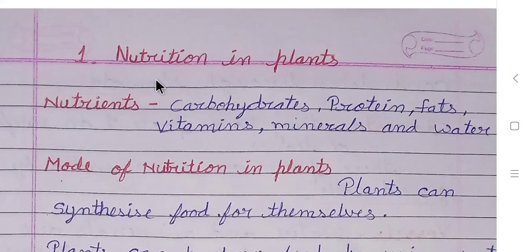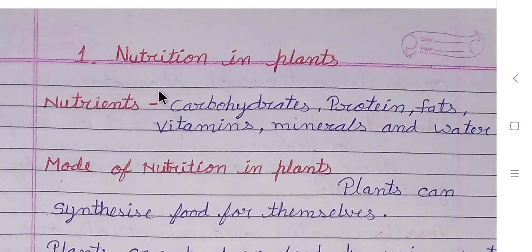Hello students. Today's topic is nutrition in plants. We all know that food is essential for all living organisms. We also know that many nutrients are necessary for our body, such as carbohydrates, proteins, fats, vitamins and minerals. These are the most important components of food, and these components are known as nutrients, and they are very necessary for our body.